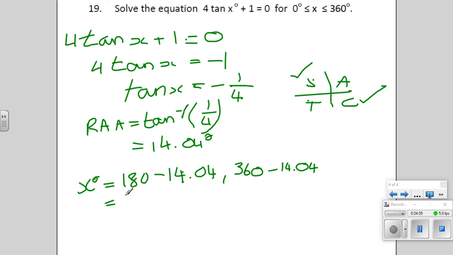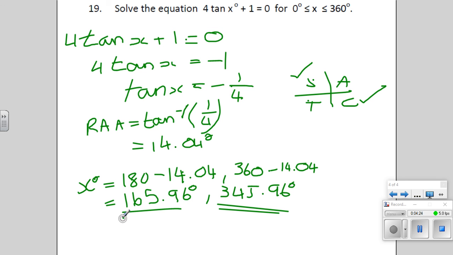Okay, by calculating both of those, I get 165.96 and 345.96, both of those in degrees. And those are my 2 solutions, and that is a 3-mark question. 6 marks in total, 3 marks needed to pass.